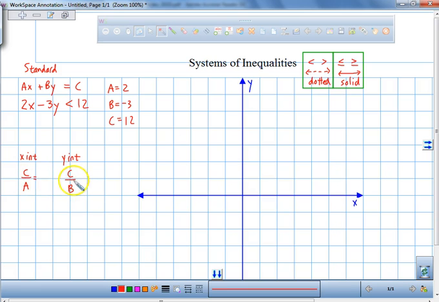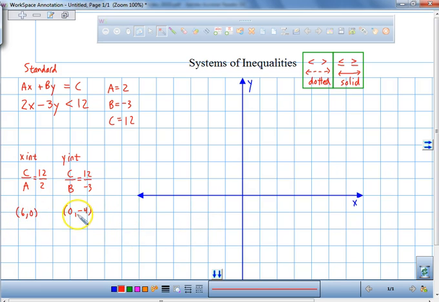So let's go ahead and find them real quickly. It's going to be super easy. All right. So my C value is 12 in both circumstances. My A value is 2, so I'm going to put a 2. My B value is -3. I'm going to put a -3. I'm going to just do 12 divided by 2. Sweet. That's 6. So my X-intercept set is 6, 0. And C divided by B, 12 divided by -3 is -4. Put 0, -4. There's my Y-intercept. And then I'm going to plot them.